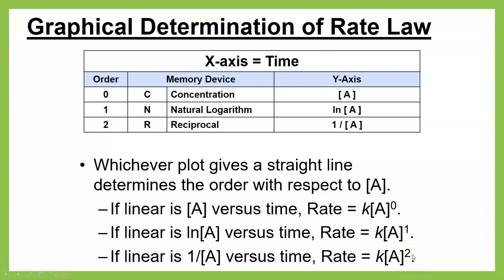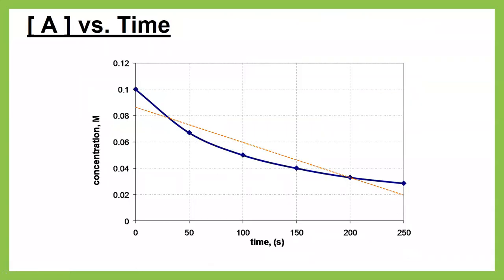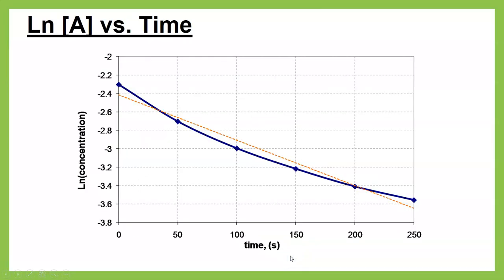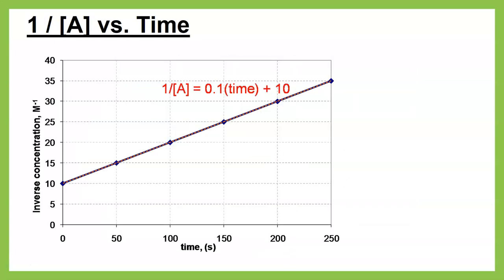So your graphs may look something like this. Let me show you an example. Does that look very straight to you, that blue line? This is concentration and time. That doesn't look very straight to me. That looks pretty crummy. I don't think this is zero order. This is natural logarithm of the concentration and time. That looks better, but that still doesn't look super straight. I don't think it's going to be first order. When I graph 1 over the concentration, look how straight that is. That tells me this is probably second order.